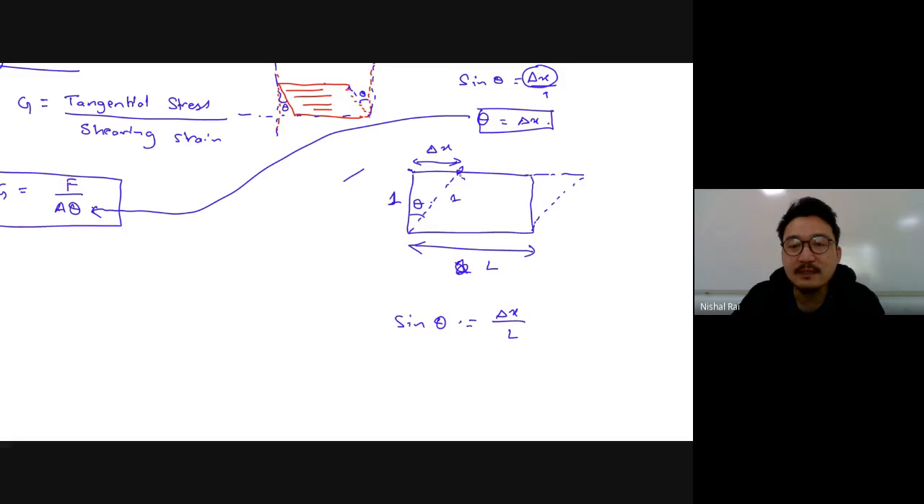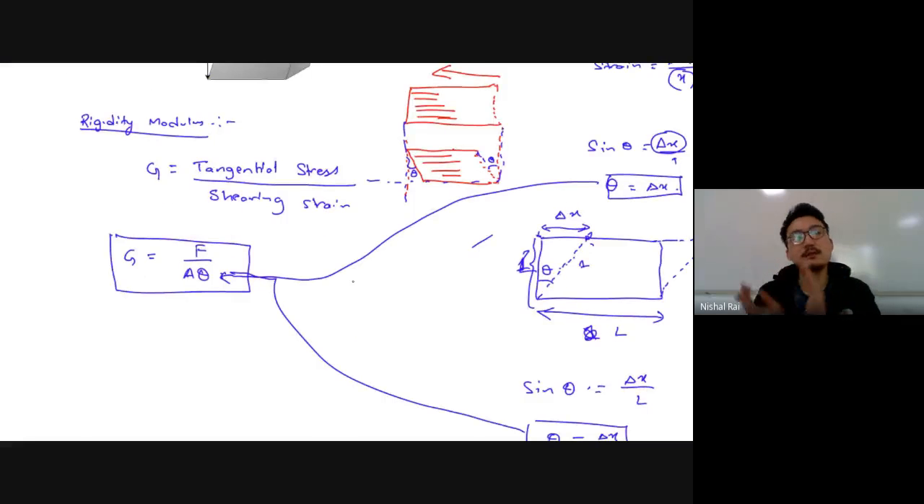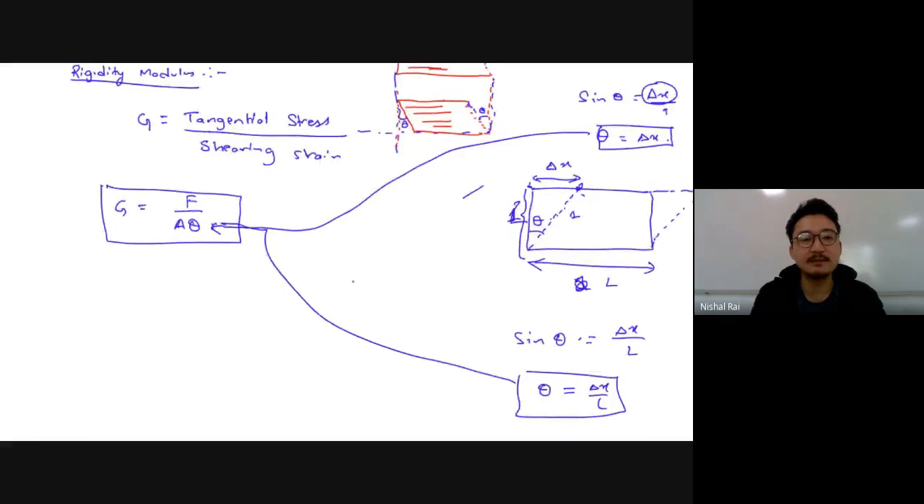Hypotenuse, let's consider this. This is also of length L. Then roughly this can be taken as L if the angle is extremely small. So that's why when delta x is extremely small, we can approximate sine theta as just theta, delta x by L. So basically we can put this in terms of your shearing strain. Or the easiest method is just the change in angle. Is this point clear?